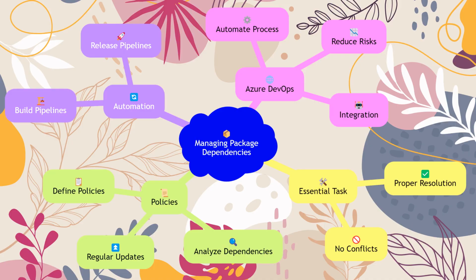Managing package dependencies is a complex but essential task in software development. Teams need to ensure that all dependencies are properly resolved and that there are no conflicts between packages. This involves defining dependency management policies, using tools to analyze dependencies, and regularly updating packages to the latest versions. In Azure DevOps, dependency management can be integrated into build and release pipelines, allowing teams to automate the process and reduce the risk of dependency-related issues.